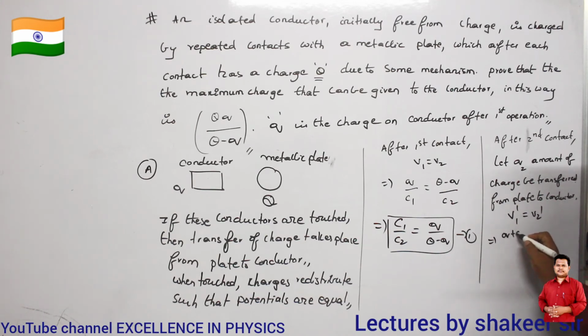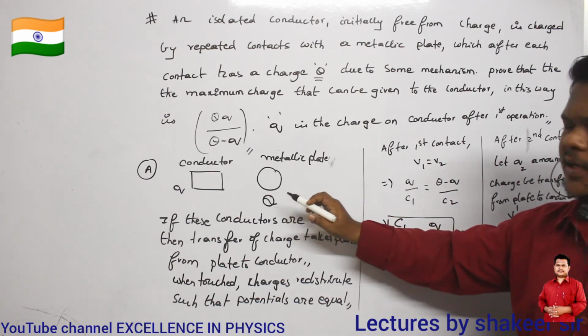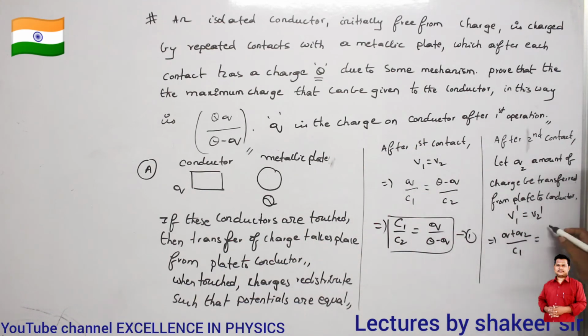So (Q plus Q2) divided by C1 is equal to, now what is the charge present on the metallic plate? Initially it has a charge of capital Q. Now it is losing Q2 amount of charge. So therefore (capital Q minus Q2) divided by C2. From this I can write C1 divided by C2 is equal to (Q plus Q2) divided by (Q minus Q2). So this is my equation number 1 and this is my equation number 2.